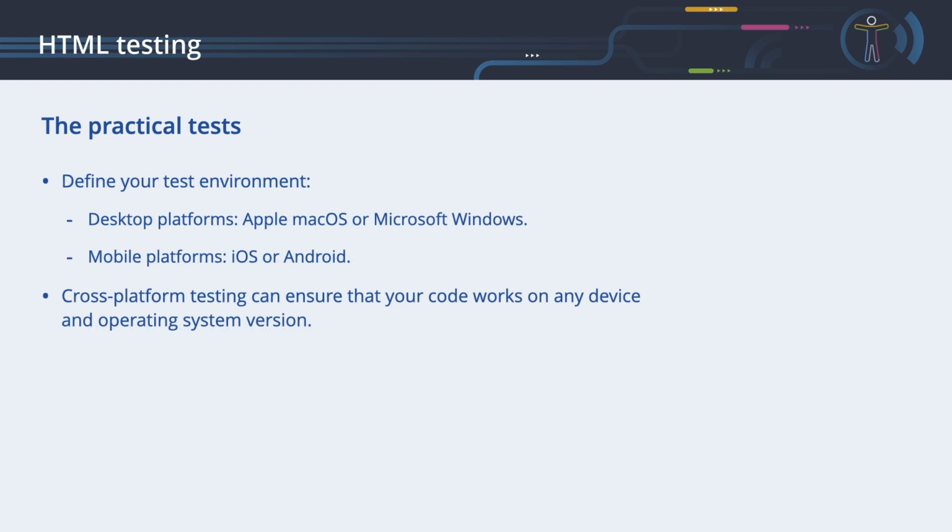For successful practical testing, define your test environment. As desktop platforms, we recommend using the Apple Mac OS or the Microsoft Windows operating systems. For mobile use, we recommend using an iOS or Android device. Each device should be running a recent version of the operating system. If you do not have multiple hardware and software solutions available, then test using the ones you have. We recommend cross-platform testing to ensure that your code works on any device and operating system version.